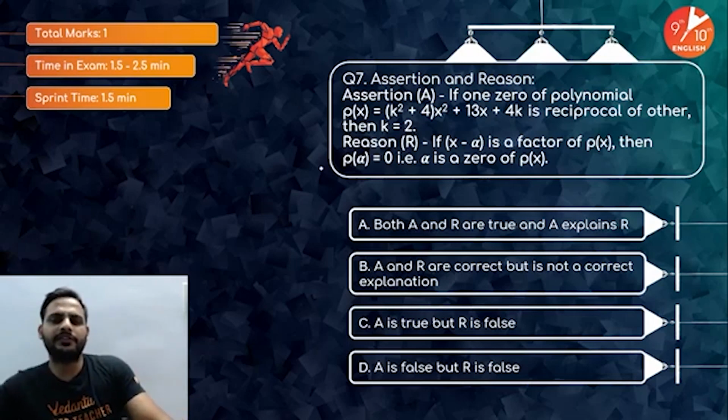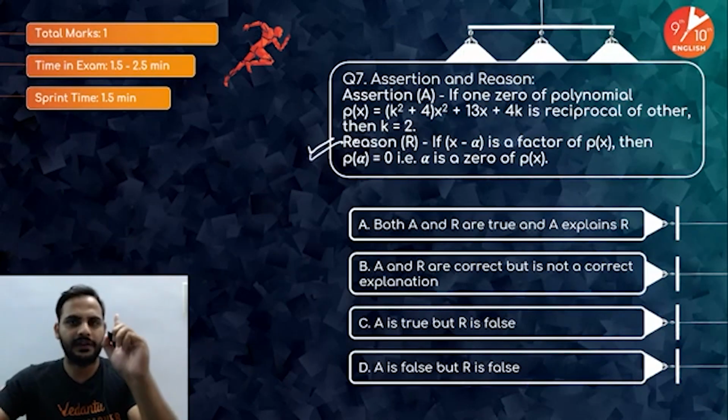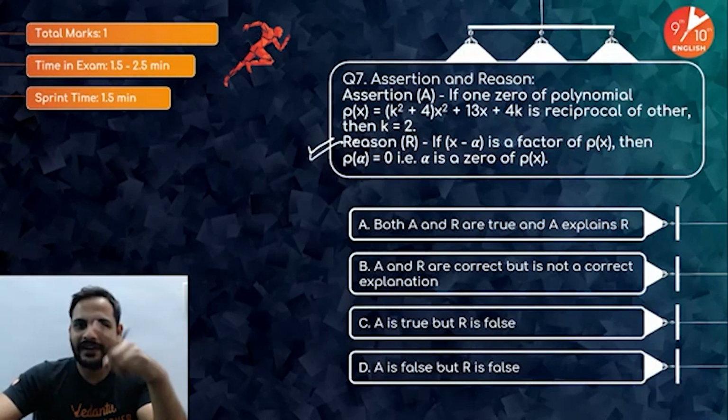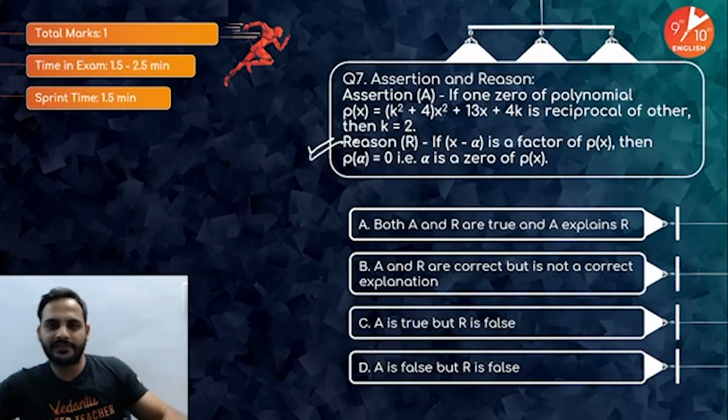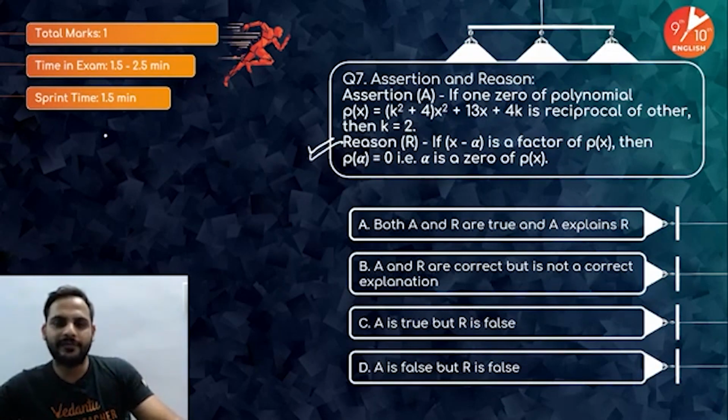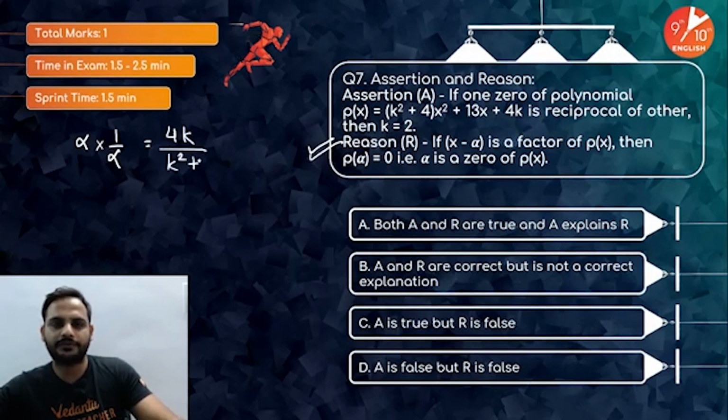So देखो बेटा, reason तो I know is correct. If x minus alpha is a factor, 0 will be x equal to alpha, right? This we know. Assertion में देखते हैं बेटा, one root is reciprocal of the other, so I can say one root is alpha, other root is 1 by alpha, and their product should be equal to constant term, which is 4k upon coefficient of x square, which is k square plus 4. This is equal to 1. So we got 4k upon k square plus 4 is equal to 1.